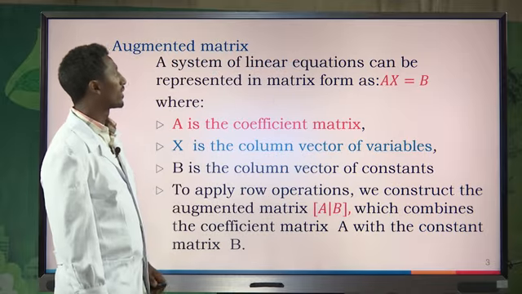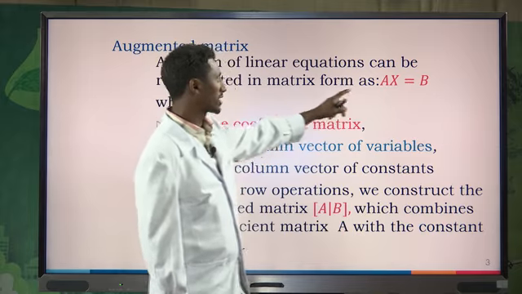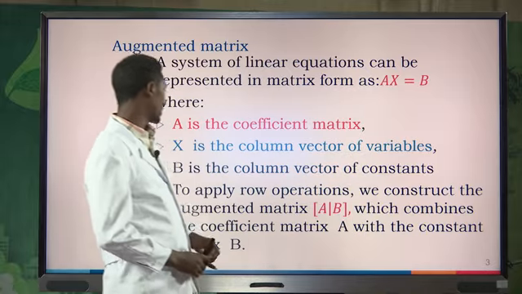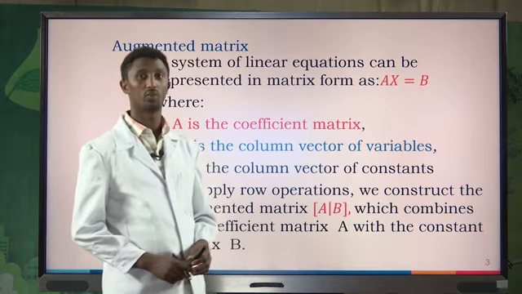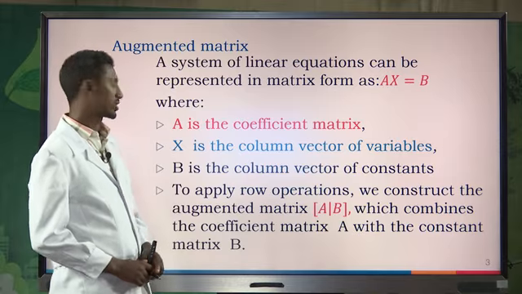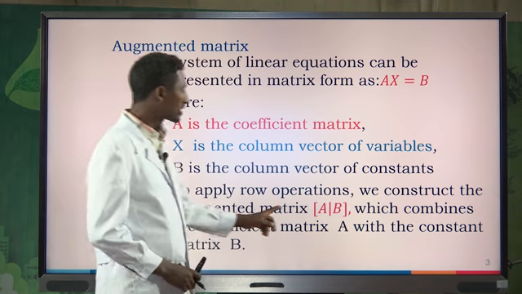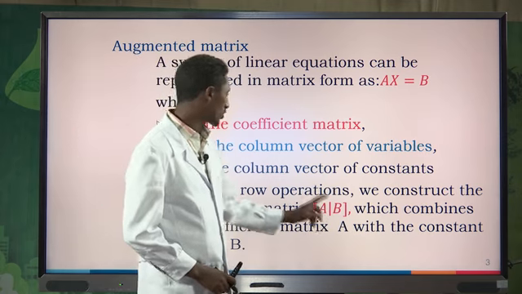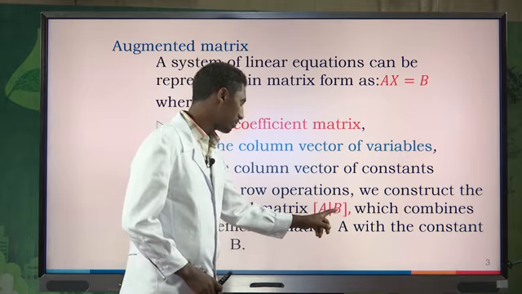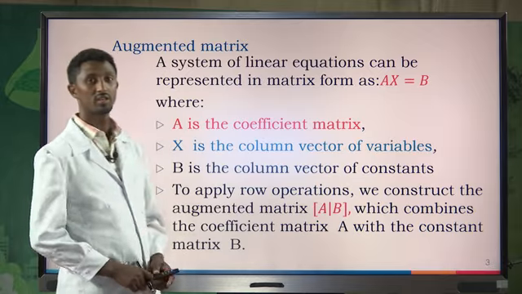A system of linear equations can be represented in matrix form as AX equals B, where A is a coefficient matrix, X is a column matrix of variables, and B is a column vector of constants. To apply row operations, we construct an augmented matrix, the coefficient matrix with the column matrix B, which combines coefficient matrix A with constant matrix B.